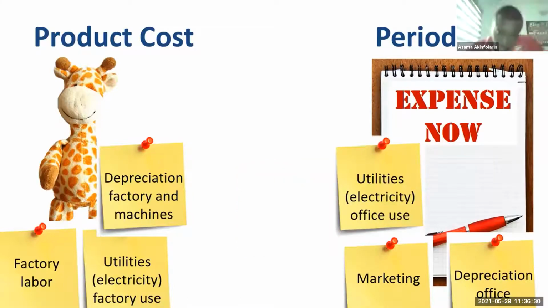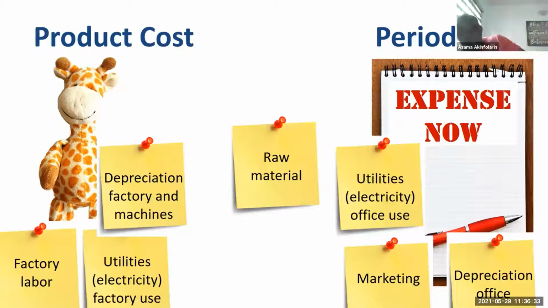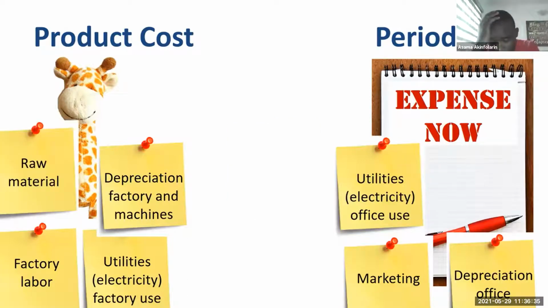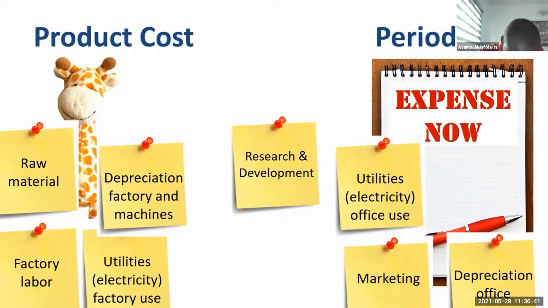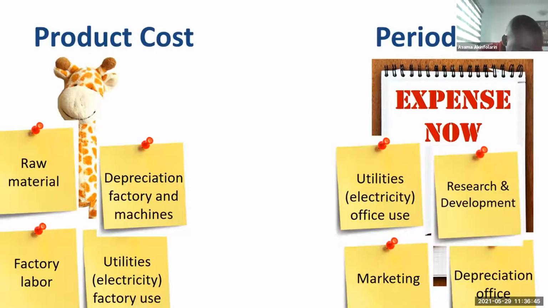Raw material used in production. This is clearly a product cost. You need raw material in order to assemble the product and turn it into finished goods. Research and development expenses for the next generation toys. This is a period cost. It doesn't stick to the product. We could go on and on with other types of cost, but I think you are getting the idea now.